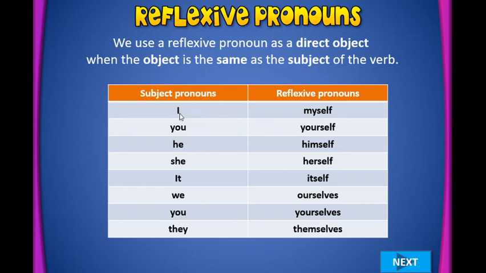So subject pronouns: I, you, he, she, it, we, you, and they. Remember that we have two yous because one is for tú and the other one is for ustedes. So I, myself. You, yourself, he, himself, she, herself, it, itself, we, ourselves, you, yourselves, and they, themselves. Remember this, guys. This is very important. If you learn this, the rest is going to be very easy. Let's go to the next one and help me, please.